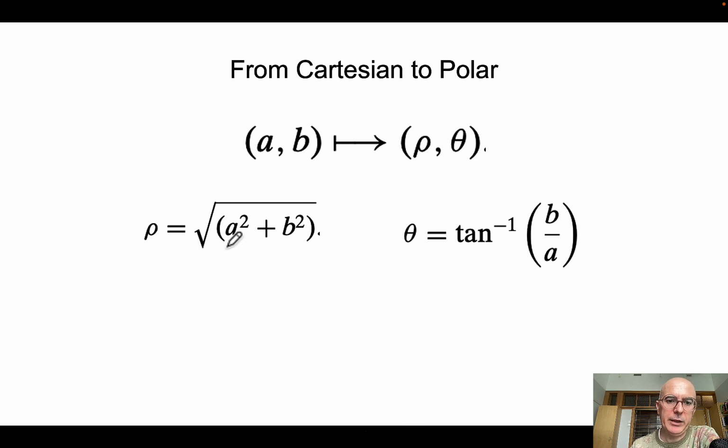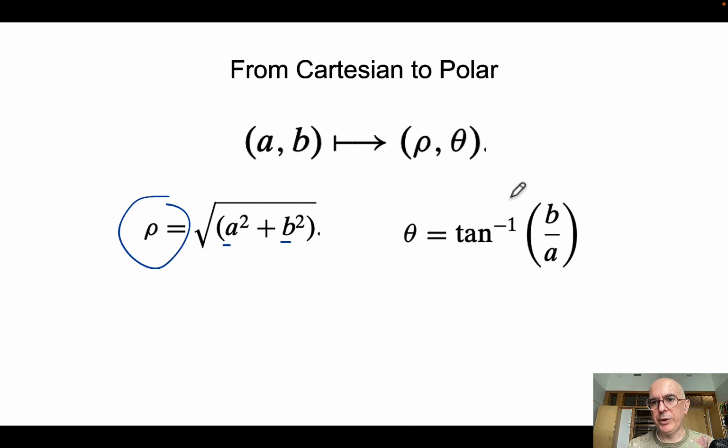So if we have two numbers, a and b, that represent the real and imaginary parts of the complex number, that correspond to the Cartesian description of the complex number, we can calculate first the magnitude using just the Pythagorean theorem, as we did at the beginning of this lecture. So the magnitude, or rho, will be the square root of the sum of the square of the real part plus the square of the imaginary part.